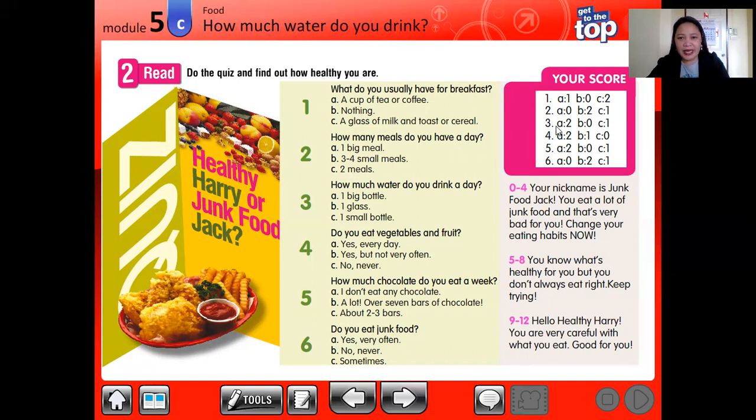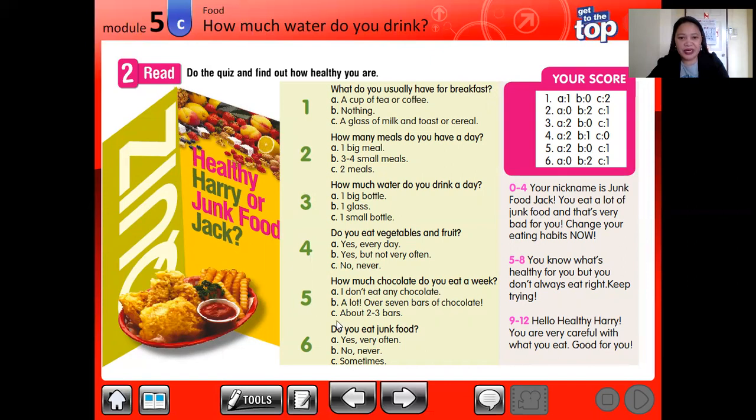Okay? Next, number 3, if your answer is letter A, you have 2 points. If your answer is letter C, 1 point. Next, number 4, if your answer is letter A, you have 2 points. And if your answer is letter B, you got 1 point. Next, number 5, if your answer is letter A, you got 2 points.